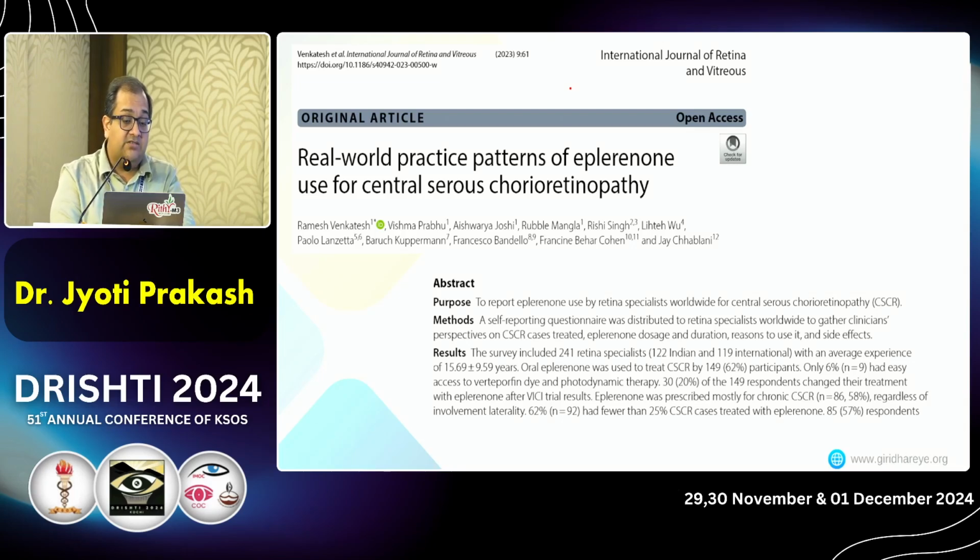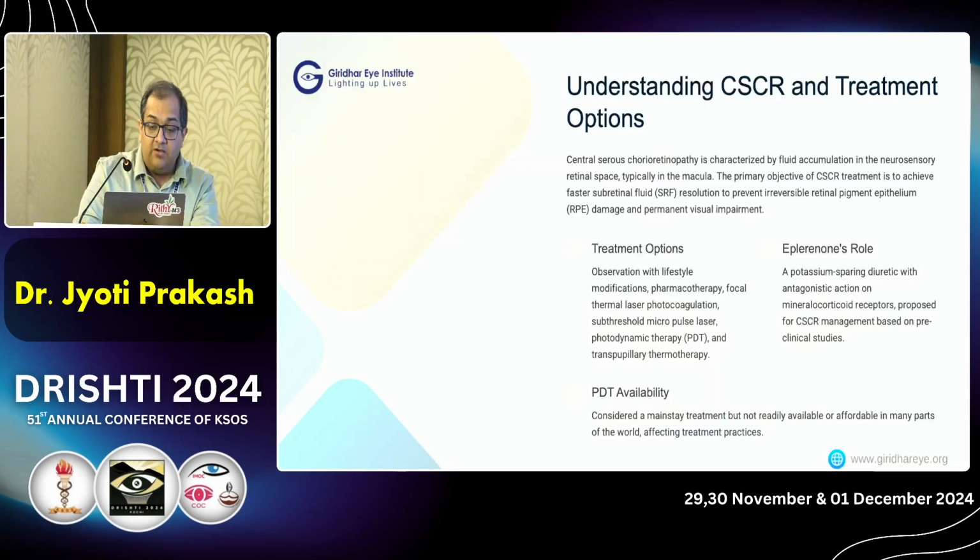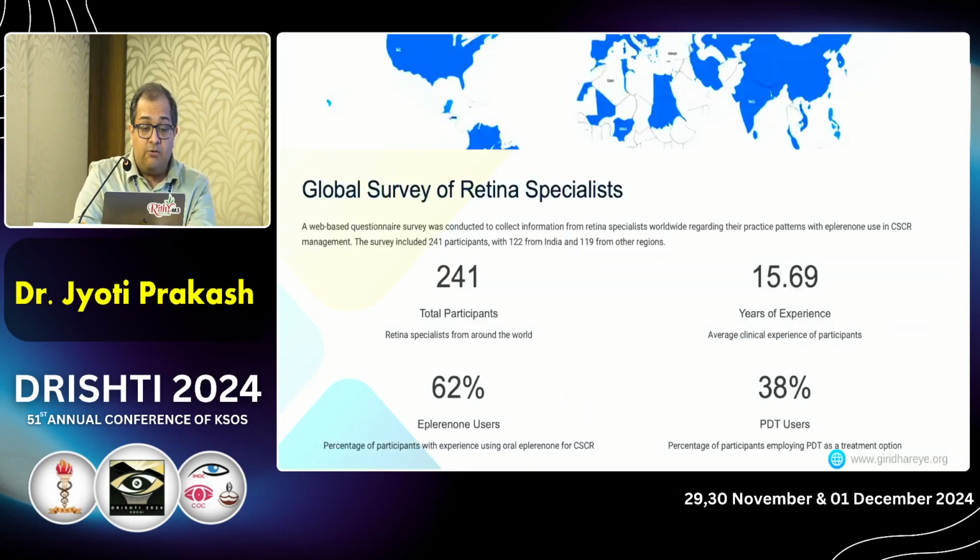So he had studied around 241 specialists, 122 from India and 119 internationally, and they found out that out of the 241 participants, 62% used eplerenone, and the remaining 38% used PDT. Now, the only problem is that in India as of now, Visudyne is not available, so PDT is not possible.